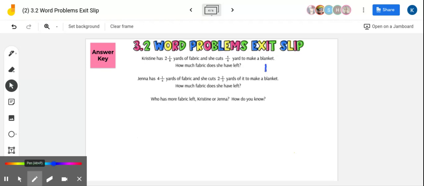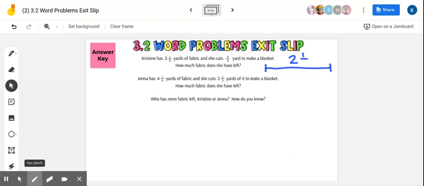So as you know, I love to draw a picture. Okay, let's say I had 2 1/8 yards of fabric, and I'm going to cut 5/6 of a yard, and I want to know how much I have left. Well, I'm going to subtract those two numbers. But first, I need a common denominator. So we're going to find a common denominator of 6 and 8.